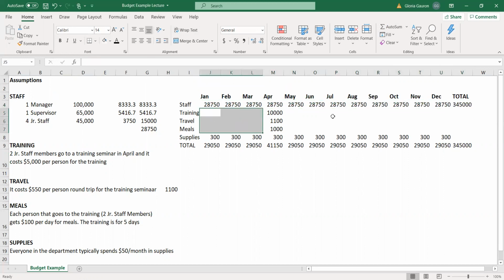And if you want, you can go in and zero all of this out. But at the end of the day, this is what I need my budget to be, $345,000. And that includes my staff, sending some people to training, and supplies for the department. And that's how you would put together a very, very simple departmental budget.